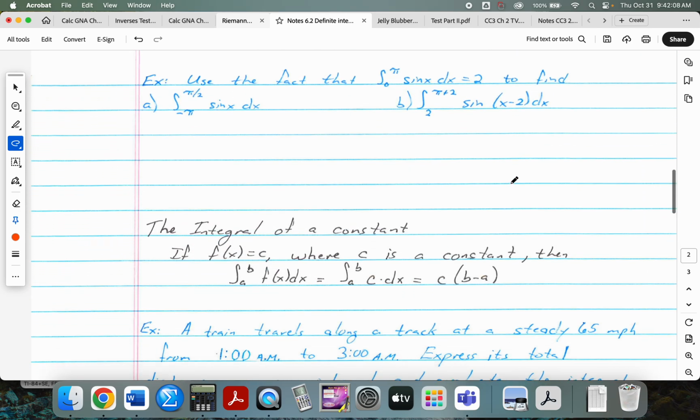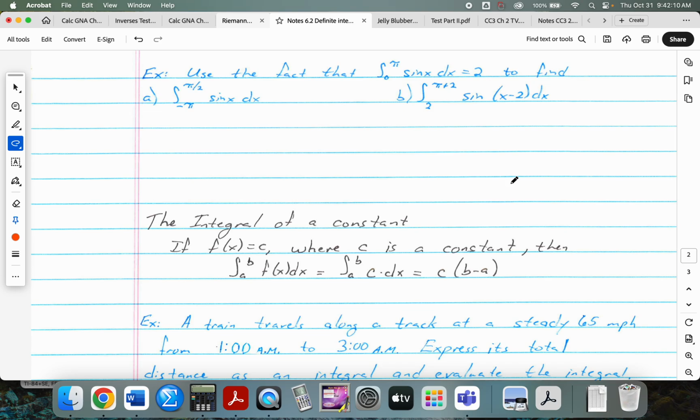So, page 2. Let's use the fact that the integral from 0 to pi of sine of x dx is equal to 2. Later on, you'll learn how to do that without being just told what it is. But for now, don't worry about it. To find the integral from negative pi to pi over 2 of sine of x dx.